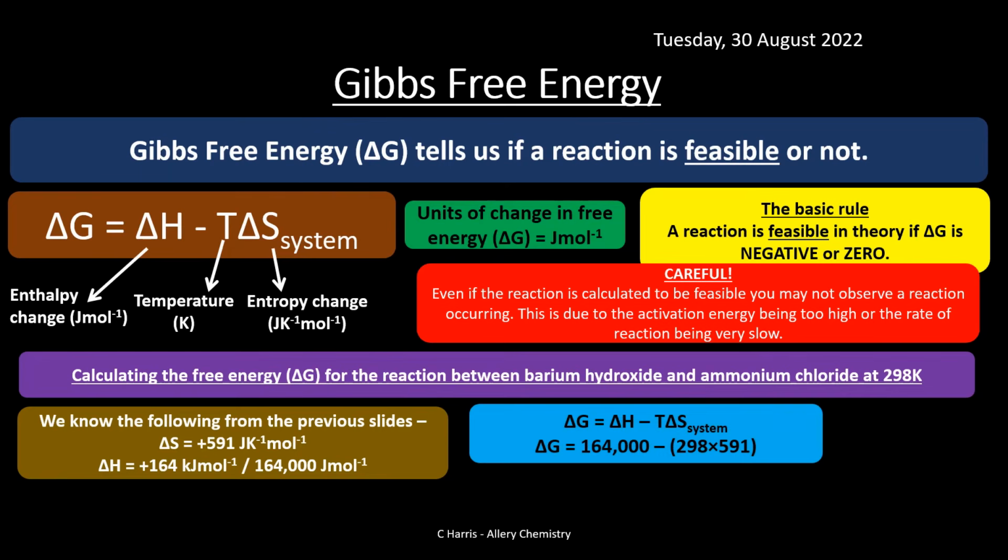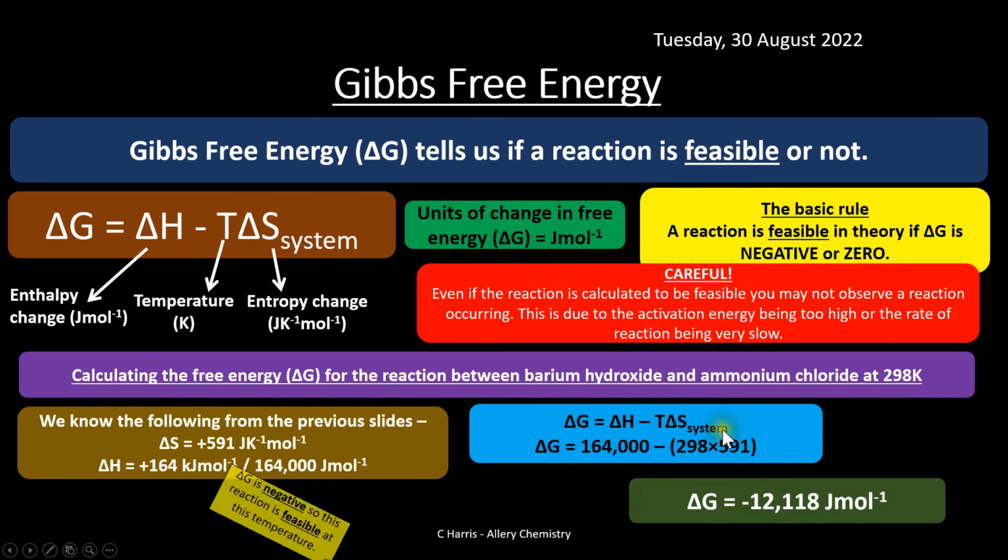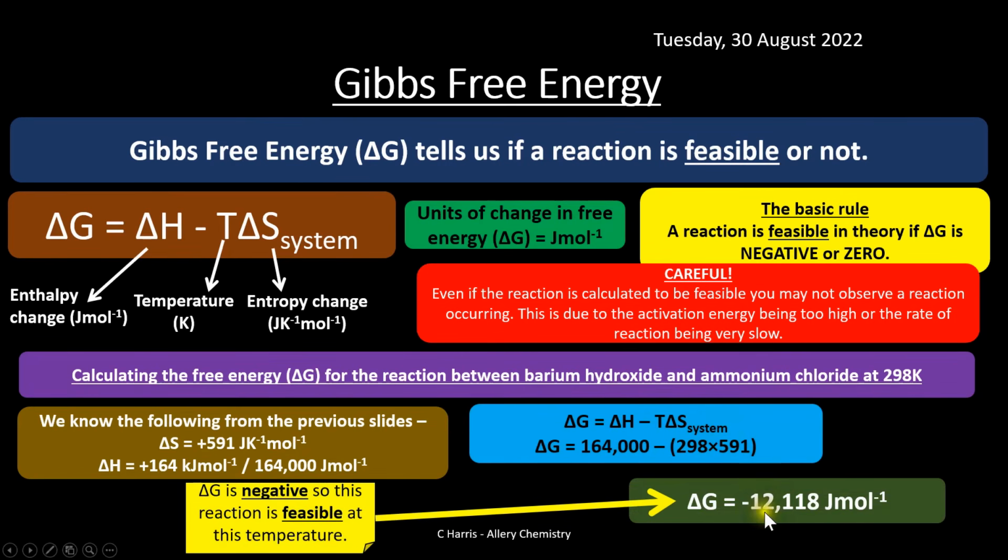So here we're going to put the numbers in. Delta G equals delta H minus T delta S of the system. So delta H is 164,000, which is the enthalpy change. Remember, that's going to be in joules per mole, minus T, 298, and the delta S of the system is 591. Put all them numbers in, and we get delta G of minus 12,118 joules per mole.